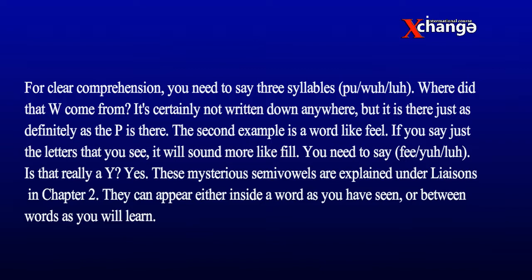Where did that W come from? It's certainly not written down anywhere, but it is there just as definitely as the P is there. The second example is a word like feel. If you say just the letters that you see, it will sound more like "fill." You need to say "fee-yul." Is that really a Y? Yes. These mysterious semivowels are explained under liaisons in Chapter 2. They can appear either inside a word, as you have seen, or between words, as you will learn.